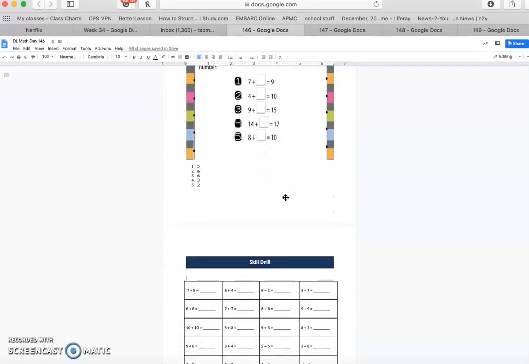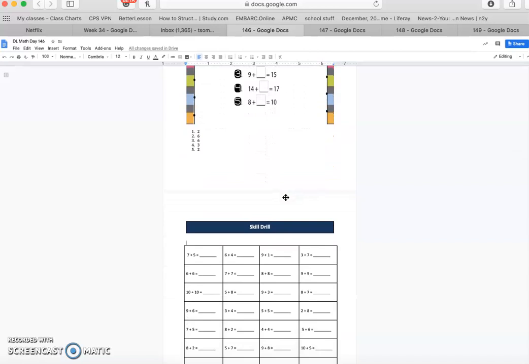Question number 3, I'm starting at 9 and they want me to continue to count until 15. I would say 10, 11, 12, 13, 14, 15, and my answer would be 6 as well. Number 4, we're starting at 14 and continuing to 17. So we say 15, 16, 17, and our answer is 3. For number 5, we have 8 and we have to continue counting to 10. So we start at 9 and then end at 10. Our answer is 2. 8 plus 2 equals 10.